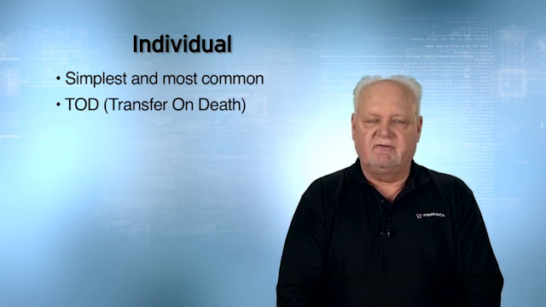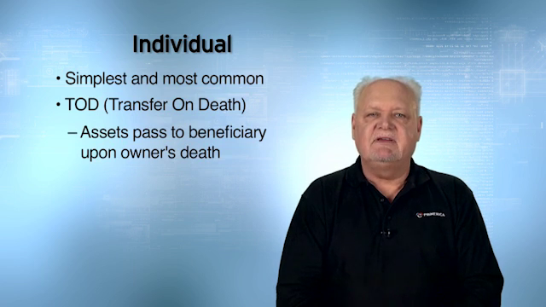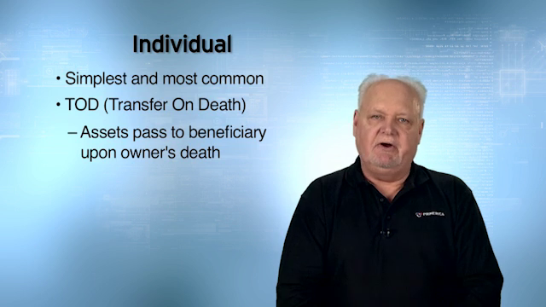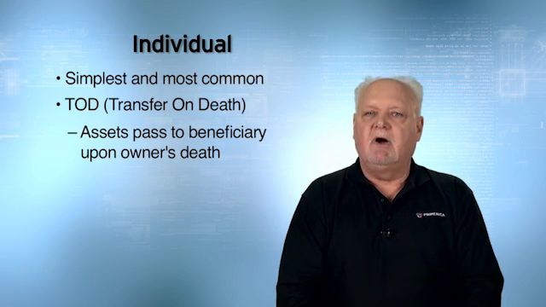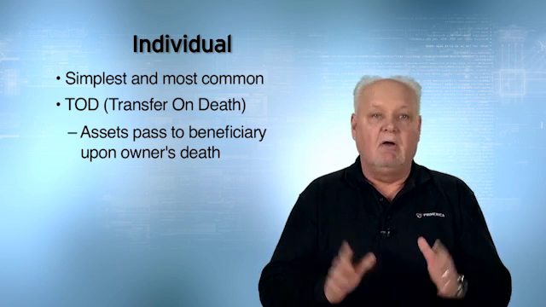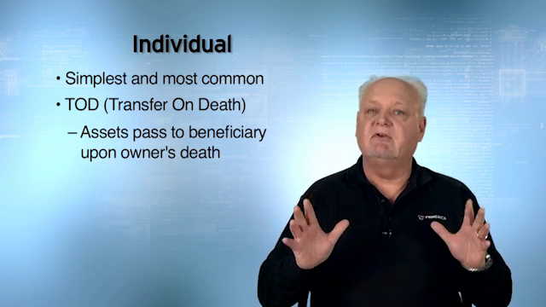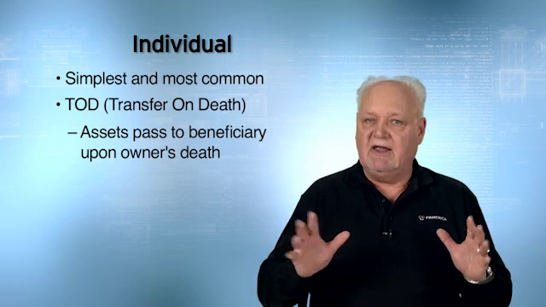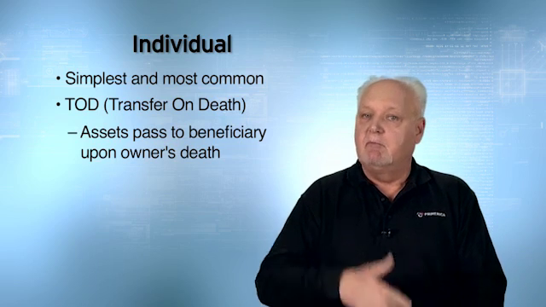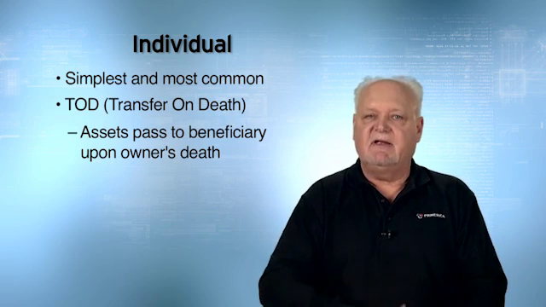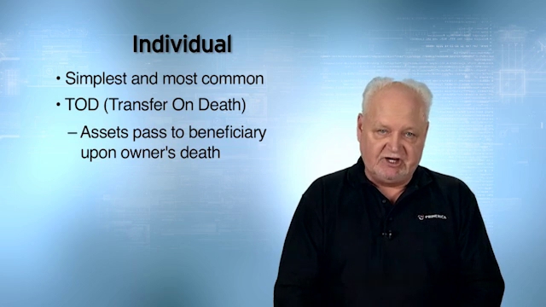As I said a few moments ago, an individual account can be marked TOD, transfer on death. What does that mean? That means that the assets in the account will pass to the beneficiary named on the account upon the owner's death. The beneficiary has no claim to these assets until the owner dies. When the owner dies, these assets pass to the named beneficiary.